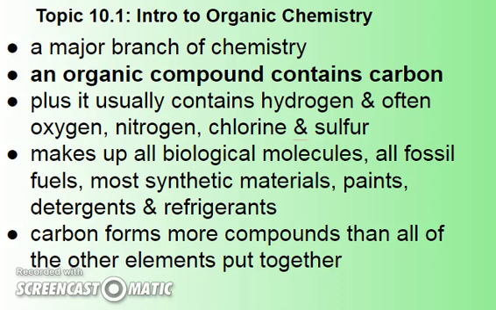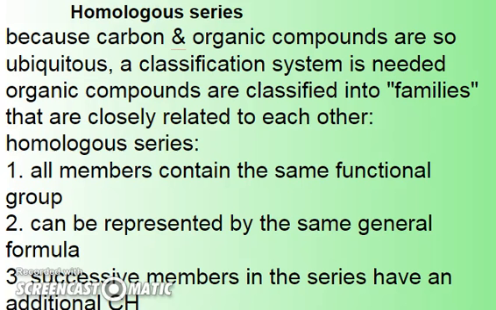Carbon forms more compounds than all of the other elements form put together. So if you look at all the non-carbon based compounds out there compared to carbon based compounds, carbon would be the winner. Homologous series is kind of a name for organic families because carbon organic compounds are ubiquitous, meaning they're just everywhere because they make up so many things. They use a classification system all their own, so their families are called homologous series.